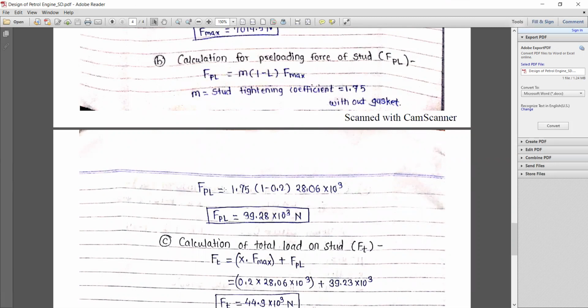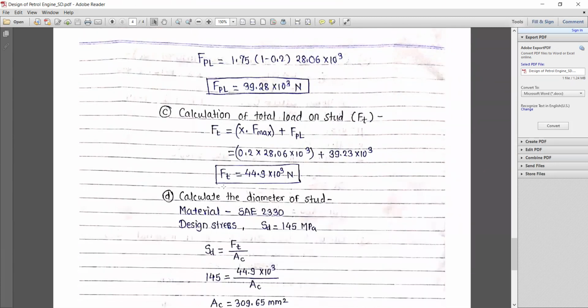M is the stud tightening coefficient, which is 1.75 without gasket. If a gasket is there, then the value changes. FPL is equal to 1.75 into (1 minus 0.2) into 28.06 into 10 raised to 3. So the preload force is 39.28 into 10 raised to 3 Newton.